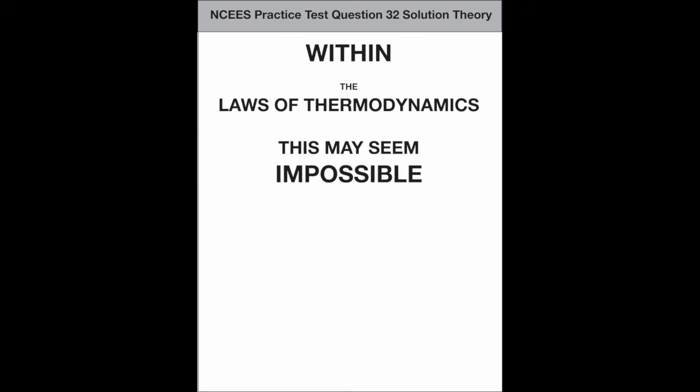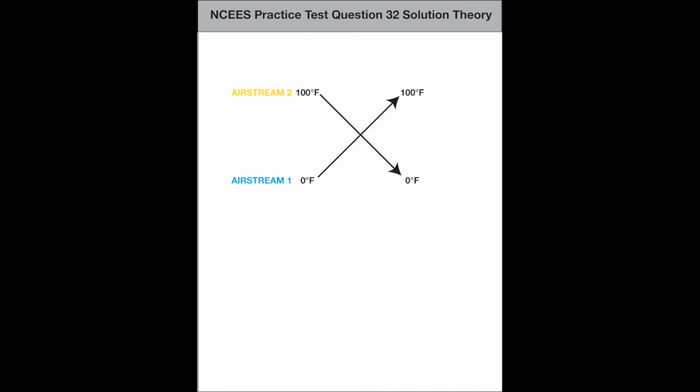Within the laws of thermodynamics, this may seem impossible. You might think to yourself, as airstream 1 increases from 0 to 100 degrees, and as airstream 2 decreases from 100 to 0 degrees, then they'll both meet at an equilibrium of 50 degrees, similar to the mixing box.